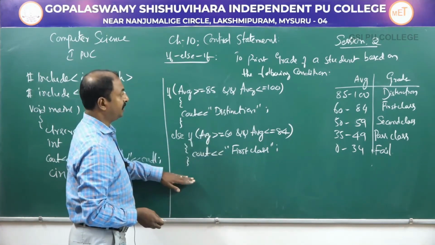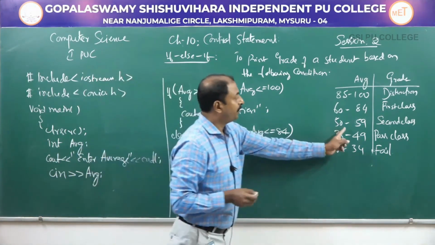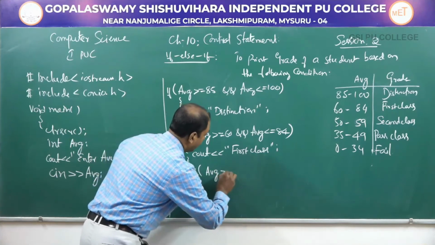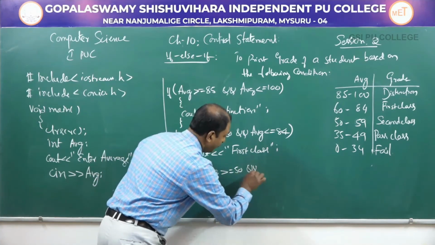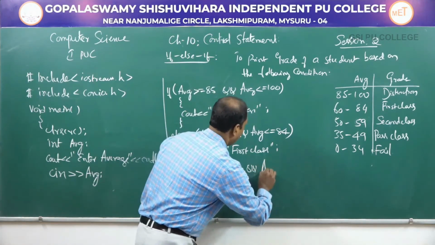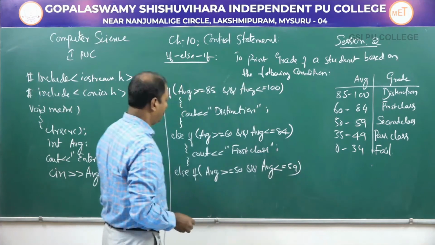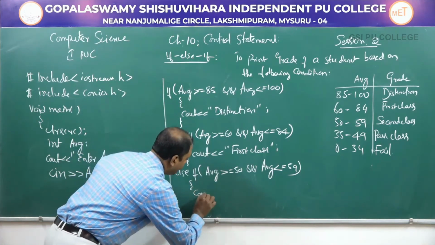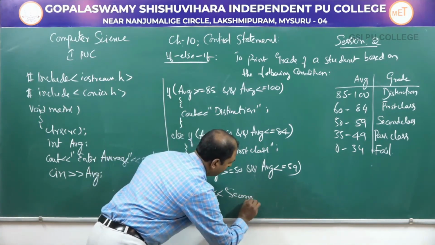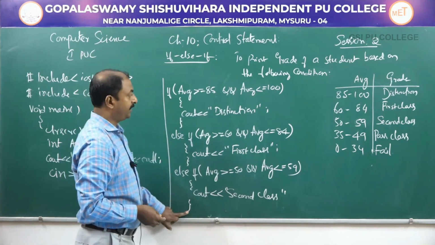Again we have to check one more condition, that is else if. The next condition is between 50 to 59: average greater than or equal to 50, and this is the logical AND operator, and avg less than or equal to 59. This is the condition, and if it is true, we print the result as second class. Close this and close this bracket.